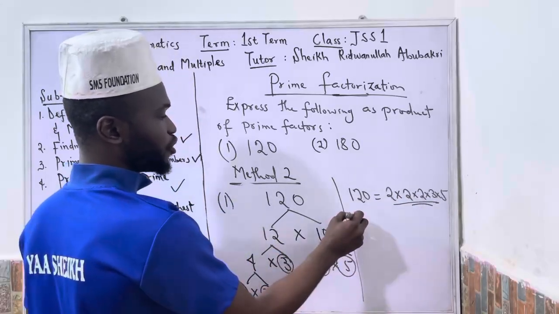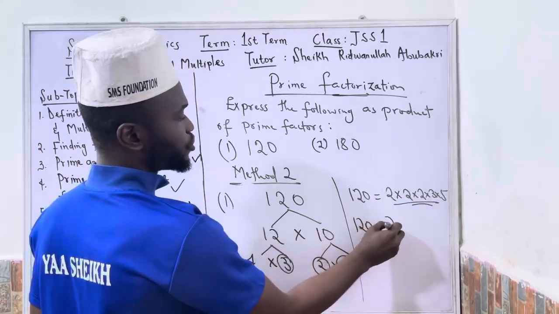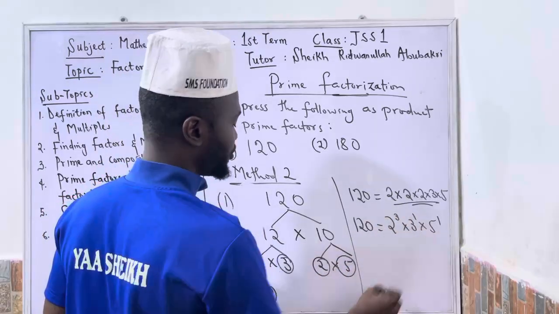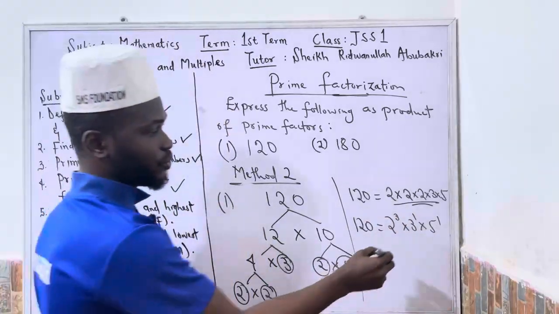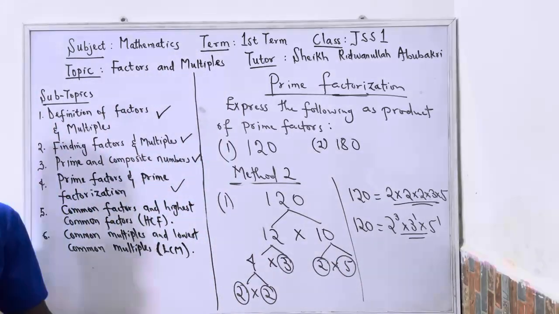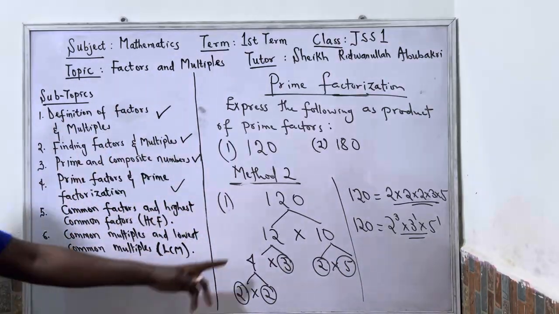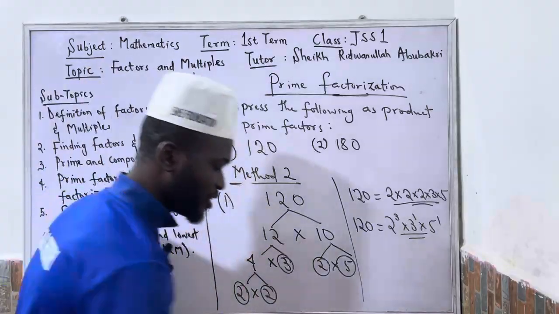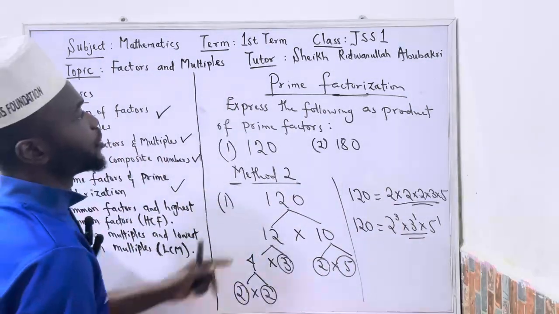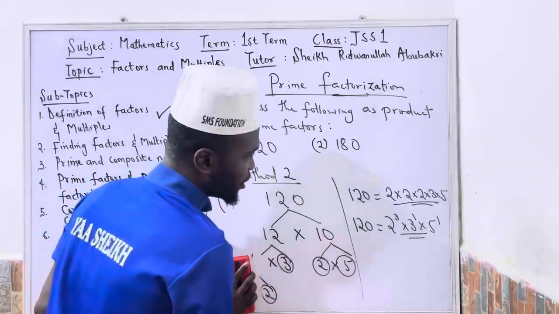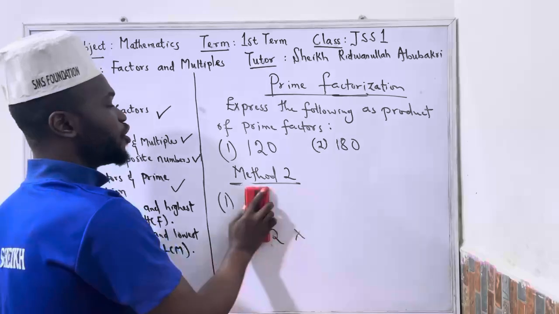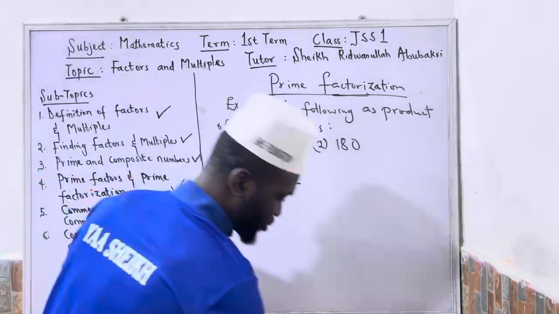Now in index form, I can still write it as 2 raised to the power of 3 times 3 raised to the power of 1 times 5 raised to the power of 1. So you can see that we still have the same answer. This is still method 2, or if you like, call it method 3. Now, let's go for one last method on prime factorization. So I can clear this off.